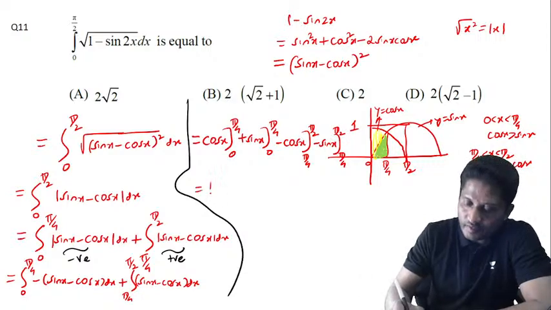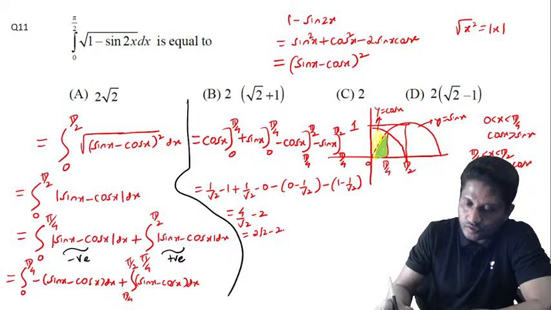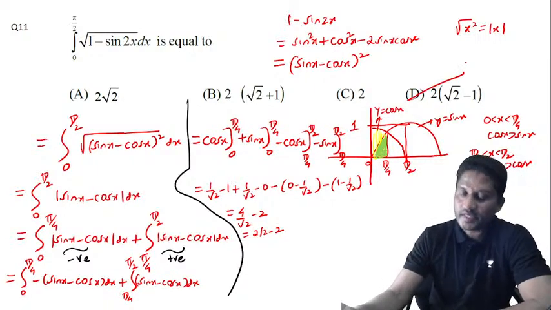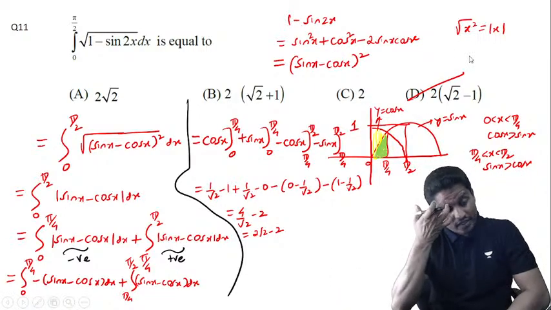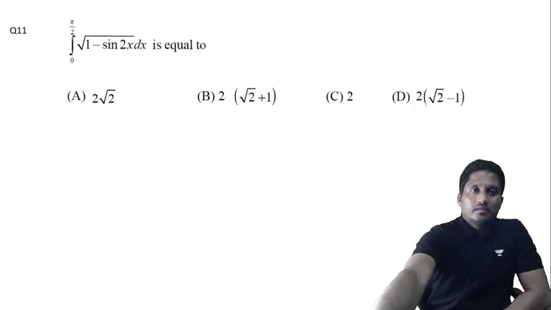Okay, cos 45 is 1 by root 2, cos 0 is 1, sin 45 is 1 by root 2, sin 0 is 0, cos 90 is 0, cos 45 is 1 by root 2, sin 90 is 1, sin 45 is 1 by root 2. If you open the bracket, you will get 4 by root 2 minus 2. 4 by root 2 is 2 root 2. So it is 2 root 2 minus 2. Answer is option D. Is that okay, guys? It's a standard question only. Let's move to the next question.